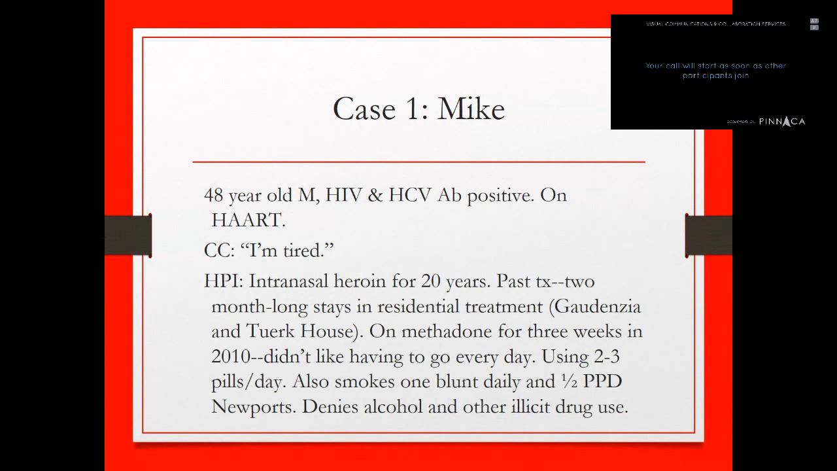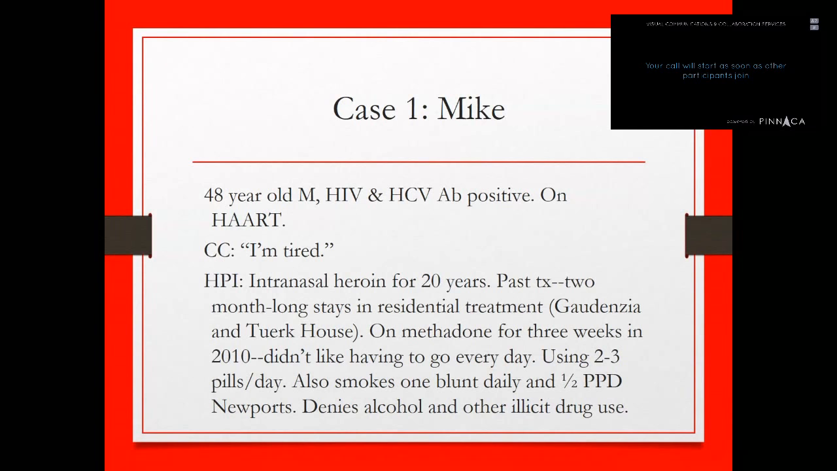He comes in and diagnoses himself with opioid use disorder by saying, "I'm tired." So his history is that he's been sniffing heroin for the last 20 years. He's tried a couple of inpatient residential stays without medication. Those didn't stick. He relapsed shortly after his discharge from there. He was on methadone briefly in 2010, but he didn't like having to go down to the methadone clinic every day.